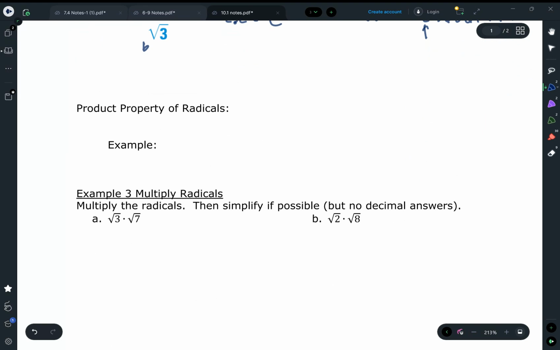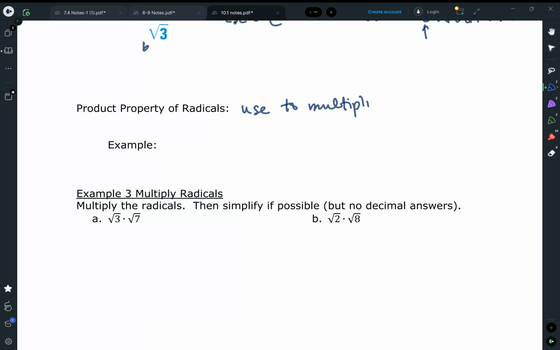Next, we have the product property of radicals. So the product property of radicals is just if I have two square roots. We're going to use this to multiply radical expressions. Multiply radical expressions. And so what you think of as the square root symbol is really the radical symbol.